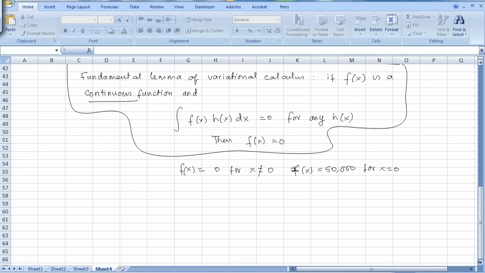Now we have talked about what is meant by orthogonality, and of course you can have orthogonal with respect to a weight.